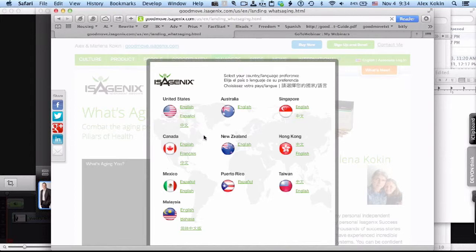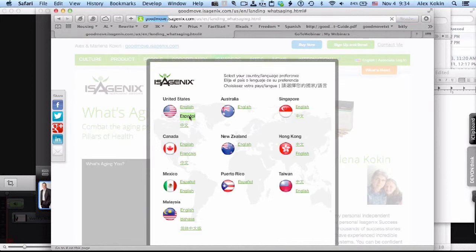The reason is because the product labeling, etc., is different. You cannot use the Spanish in the U.S. for the Spanish in Mexico. And if they're in Puerto Rico, you go to the Español in Spanish. Let's just go quickly to the Español flag in the United States.